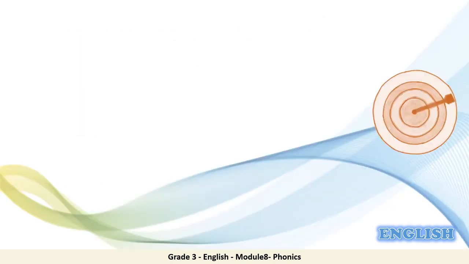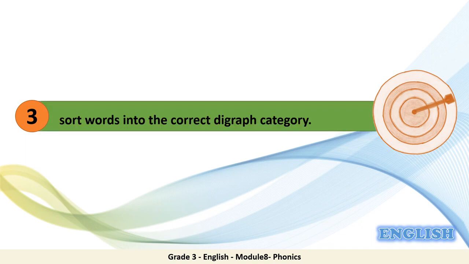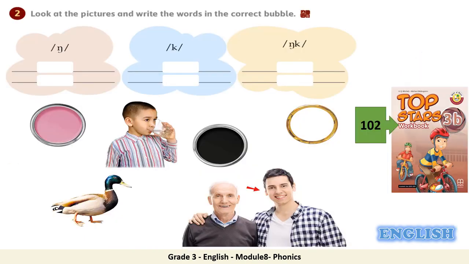Now we can move to the third learning objective. We will sort words into the correct digraph category. So let's go. Keep your workbook open to page 102. Have a look at activity 2, please. Let's read the task together. 2. Look at the pictures and write the words in the correct bubble. As you can see, there are 3 bubbles for each sound that we have learned.